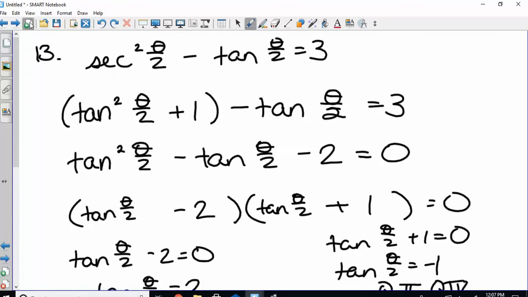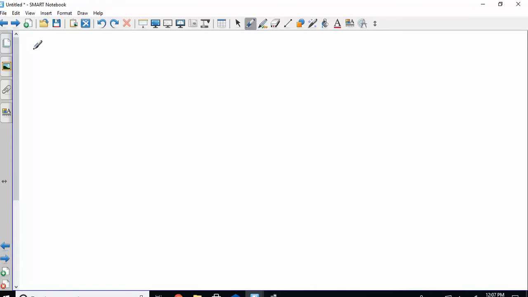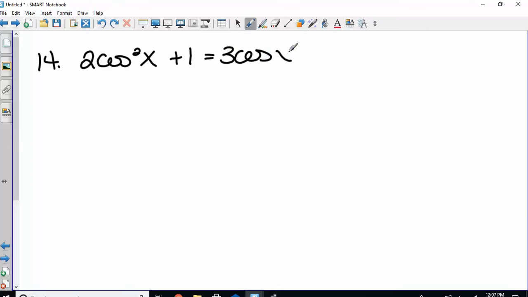Okay. So number 14. Looking at this one, all my angles match. They're all just a plain x, so there are no double angles or anything to worry about. But what do I need to do to start? You need 3 cosine x to the other side.